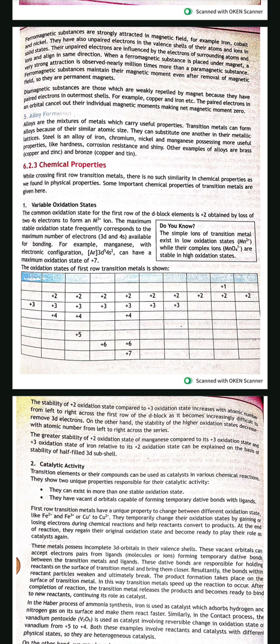Diamagnetic substances are those which are weakly repelled by a magnet because they have paired electrons in the outermost shell. For example, copper and iron. The paired electrons in orbit cancel out the individual magnetic moments, making the net magnetic moment 0.